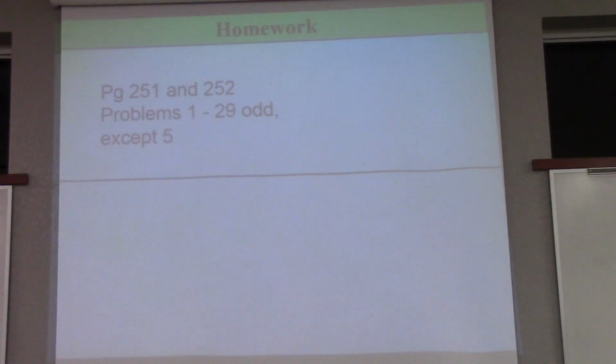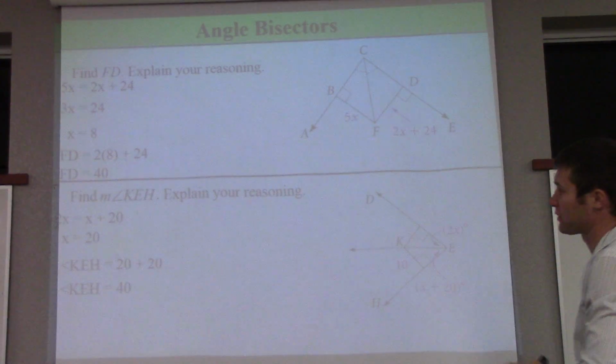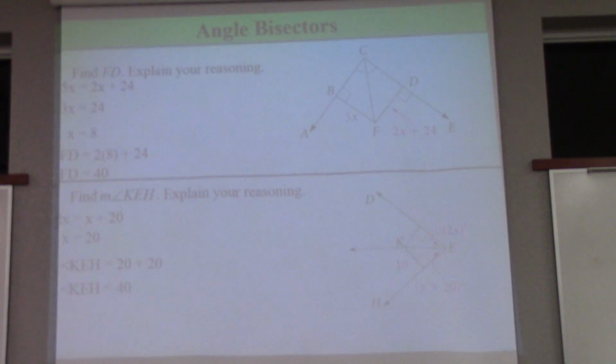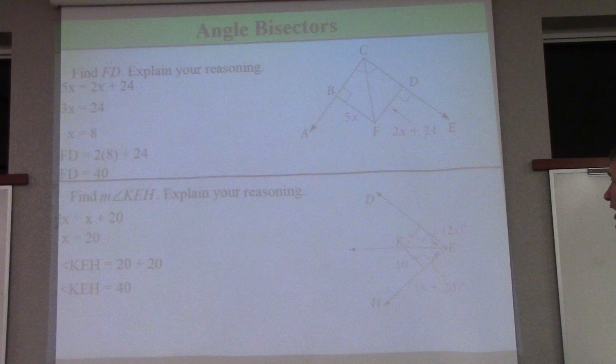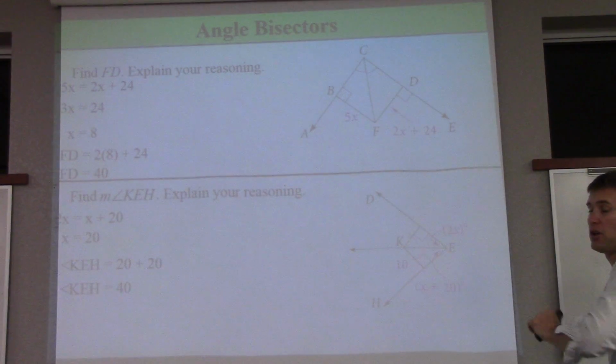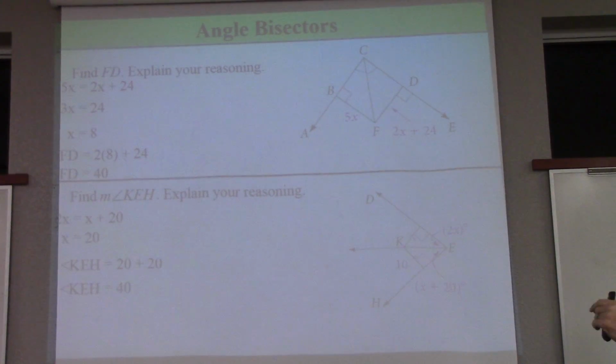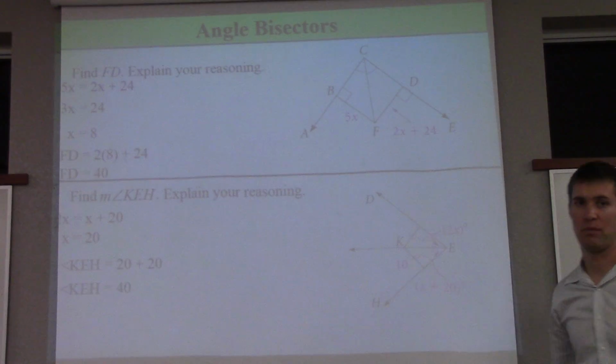So those are two properties for today that we've gone over. If we have a perpendicular bisector of a line segment, then we know the endpoints are equal distance. If we have an angle bisector, then we know the distance is the same from either side of the angle to that angle bisector.